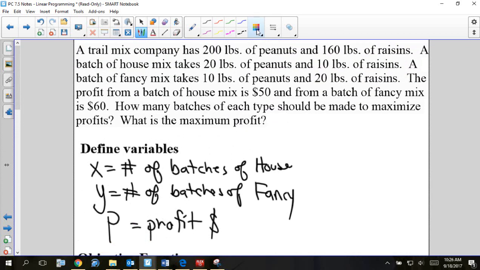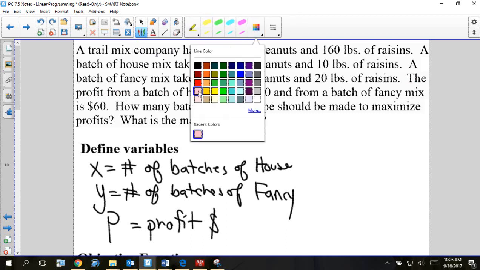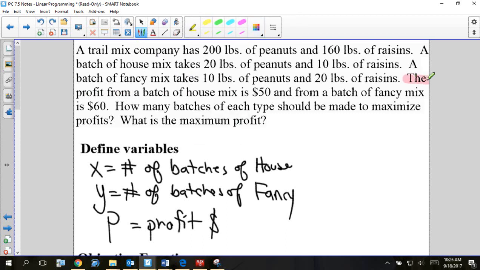So we look up here, and it says the profit from a batch of house mix and the profit from a batch of fancy mix. Let's try that again with the highlighter. We got $50 and $60. That's all profit. I highlighted that because it only has to do with profit. It's not going to be used for anything else, so I'm highlighting it so I know that I'm using it right now and I'm not going to use it again.